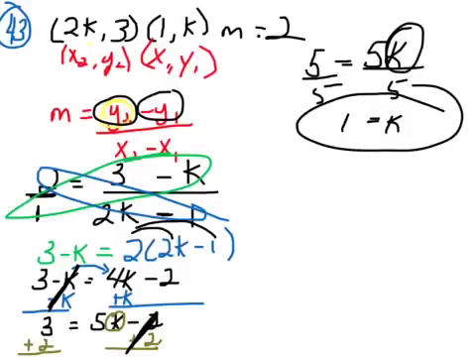So when you get something that looks confusing, you've got to stop and think. What did they give me? They gave me a slope, and they gave me 2 points, and they want me to find some missing value. Do I know a formula that could help me do that? Yeah, I did. So that's what we needed to do.